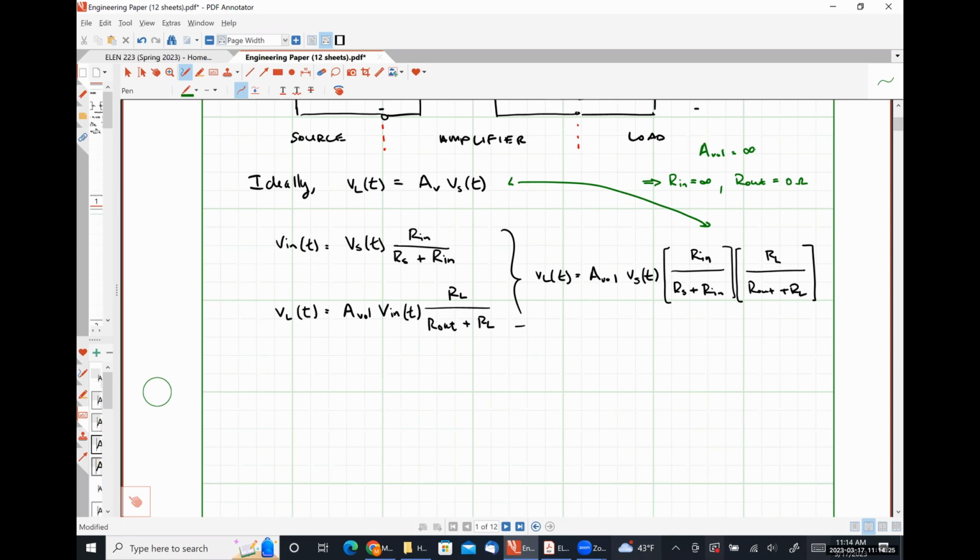So now let's go back a step and let's analyze a negative feedback circuit with a practical op amp model and see how close we get to what we would have with an ideal op amp model, okay?